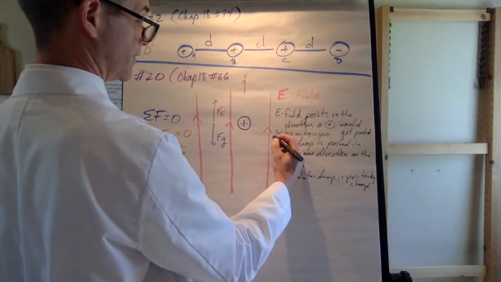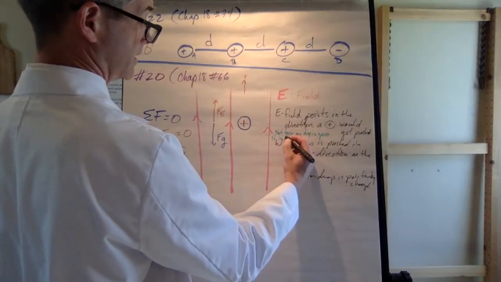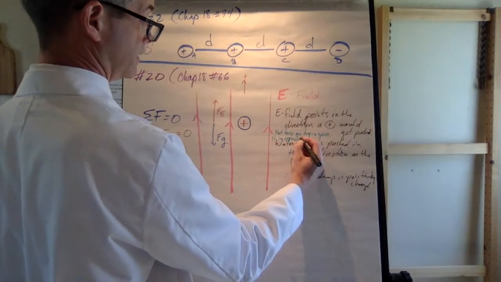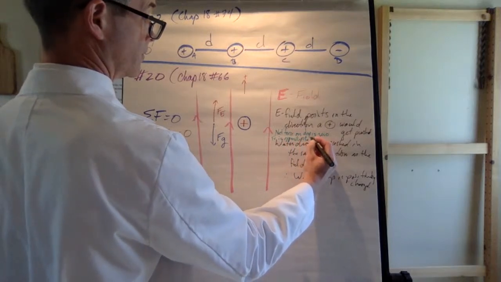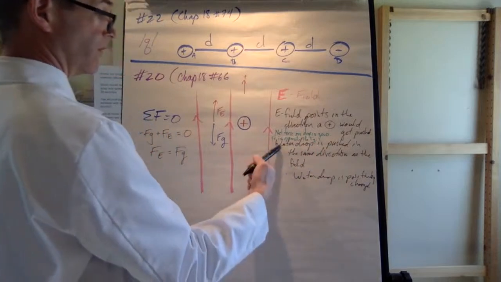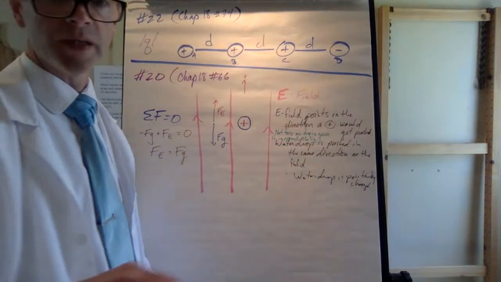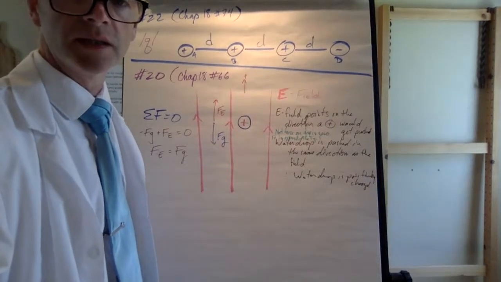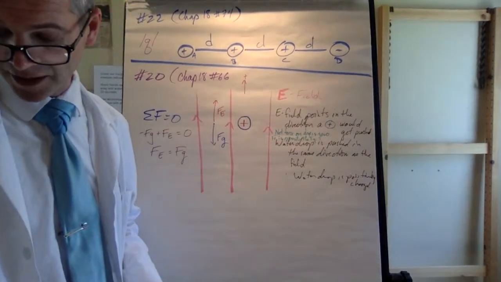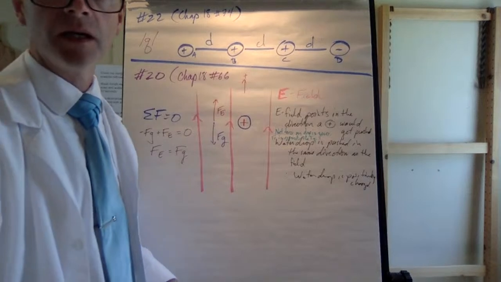The electric force is opposite the force of gravity. So therefore the water drop is pushed in the same direction as the field. Kind of need some more pieces in there, especially as you're going to be writing these things out. So now the question is, how many extra electrons do you have?